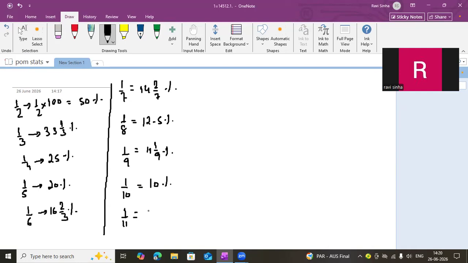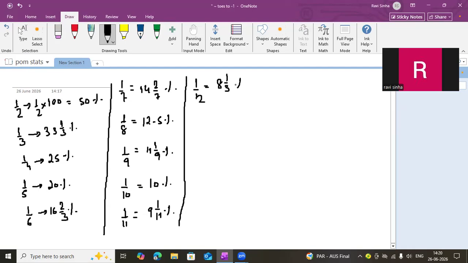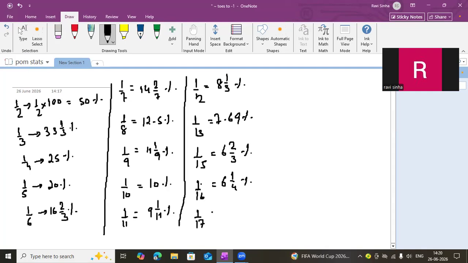1 by 11 is 9 1 by 11%. 1 by 12 is 8 1 by 3%. 1 by 13 is 7.69%. 1 by 15 is 6 2 by 3%. 1 by 16 is 6 1 by 4%. 1 by 17 is 5.88%. And 1 by 19 is 5.26%.